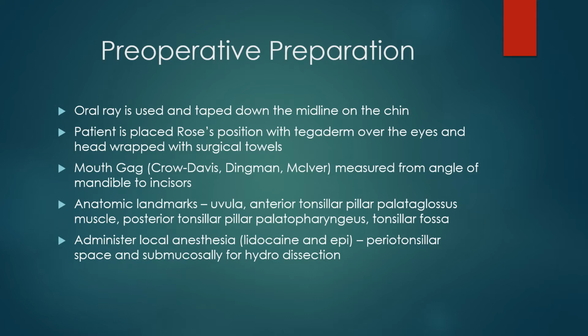Next, a variety of mouth gags can be used, such as the Crowe-Davis, Dingman, or the McIvor. Next, anatomic landmarks are identified once the surgical field is fully exposed, and local anesthesia is administered both in the peritonsillar space as well as submucosally for hydrodissection.